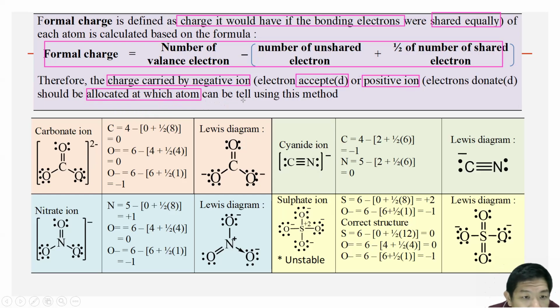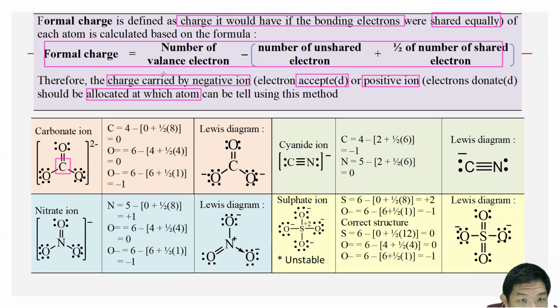What does it mean? That means because you accept or donate electrons to form an ion, isn't it? There must be one atom that will be responsible to hold the charge that is accepted or donated from that molecule. Okay, so we are about to find out how to calculate the formal charge in here. Starting from carbonate, let's start to calculate the formal charge of the carbonate. Okay, so I use the purple color in here.